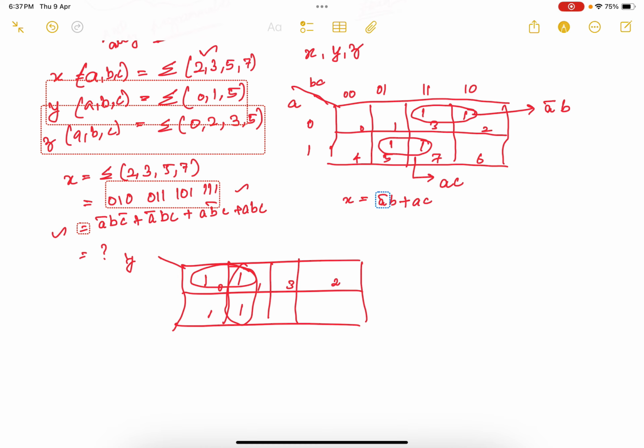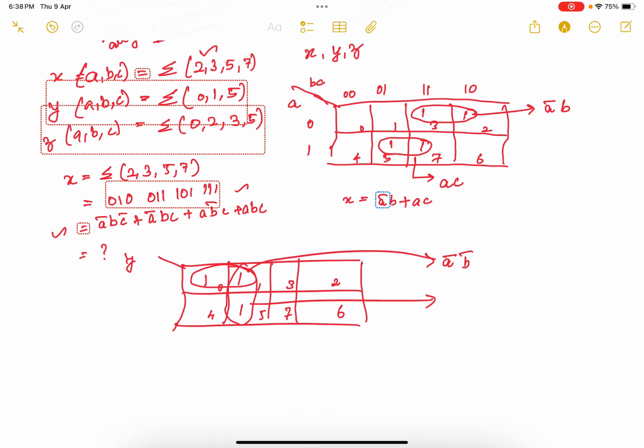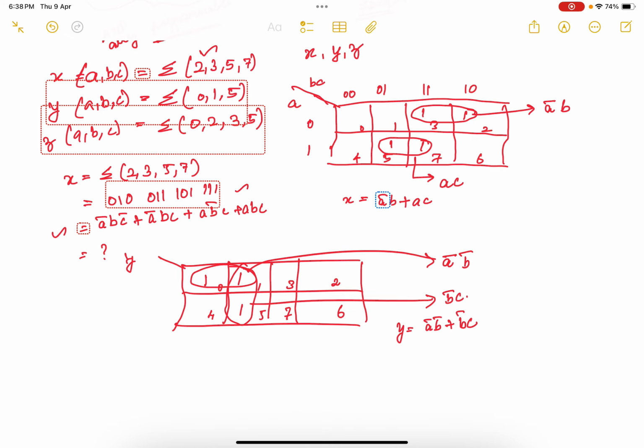This will be 4 5 7 6. So for this term, the answer will be A bar, and the common term here is B bar. And for this the common term will be B bar C. So your Y term is nothing but A bar B bar plus B bar C.